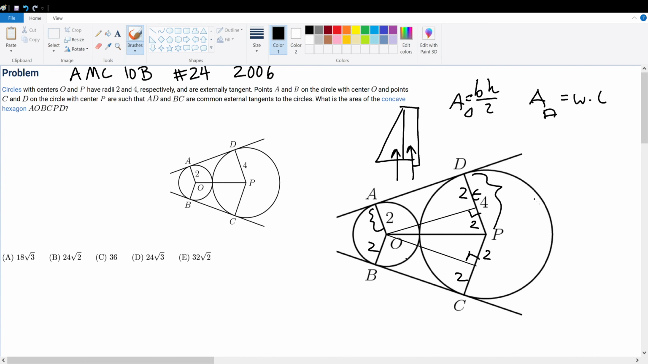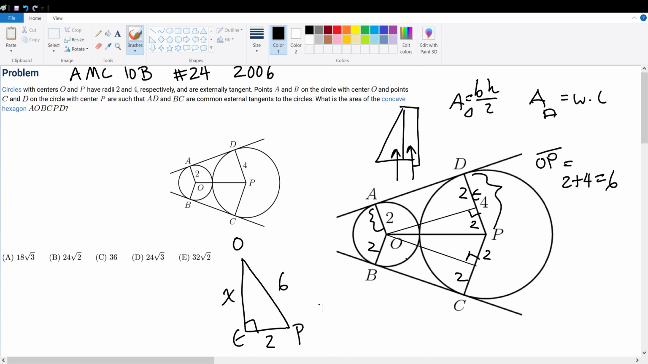Now, what can we know about segment OP? Well, OP is simply the radius of O plus the radius of P, so that's 2 plus 4, which gives 6. If we draw out this diagram in a much clearer manner, this is O, this would be E, this would be P, then OE we don't know, so let's call it X as a variable. OP we just solved as 6, and EP we just found to be 2. So in this right triangle, from the Pythagorean theorem, X will be equal to the square root of 36 minus 4, which gives root 32, which is equal to root of 16 times 2, which is 4 root 2. So that means OE, which is also AD, will be equal to 4 root 2.